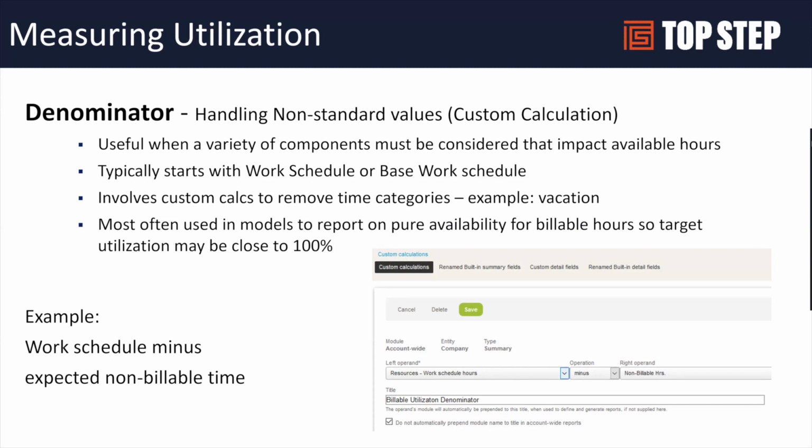An example here: we have work schedule hours, which is our standard. Then we created a custom calc called non-billable hours. In doing so, we took our timesheet all hours and created a constant of 1, so timesheet all hours times 1. Then we filtered that calculation on only non-billable hours, based on using a non-billable checkbox or some other value. From there, we created that value, and now we can apply it to our work schedule hours, and we get a customized utilization denominator.